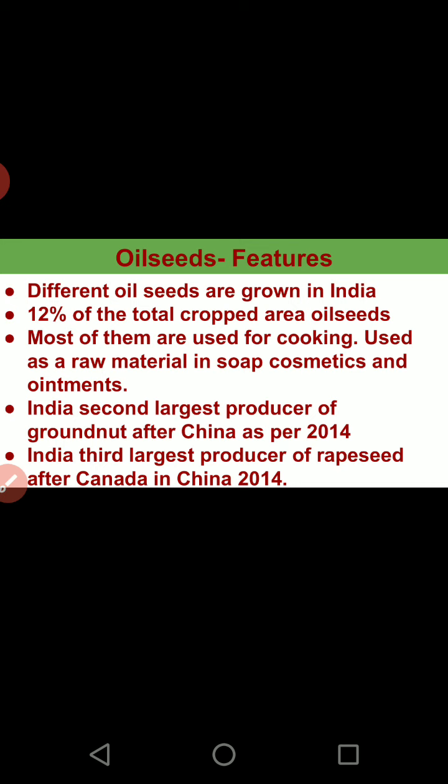India is the second largest producer, especially in groundnut. Groundnut, a type of oilseed, after China, as per the 2014 record. And India is the third largest producer of rapeseeds after Canada and China in 2014. Now rapeseed is a kind of oilseed which is an industrial raw material. It is used for ointments and all.